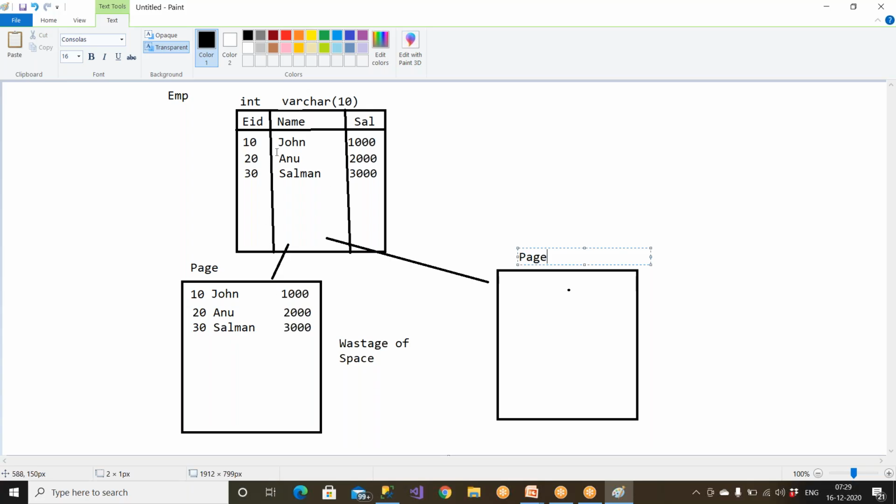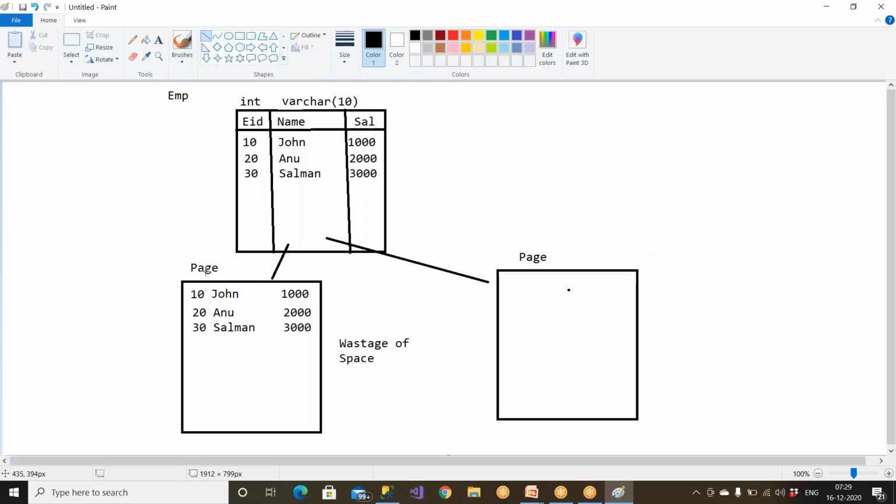Clear? So whenever you store the data, what is happening here? You're supposed to have 10 characters of data. So the space is 10, but you occupied only 4 letters. Here you have 10 characters, but you occupied only 3 characters. A 10-character space will be given, but you occupied only 6 characters. So wastage of space is what I'm talking about.